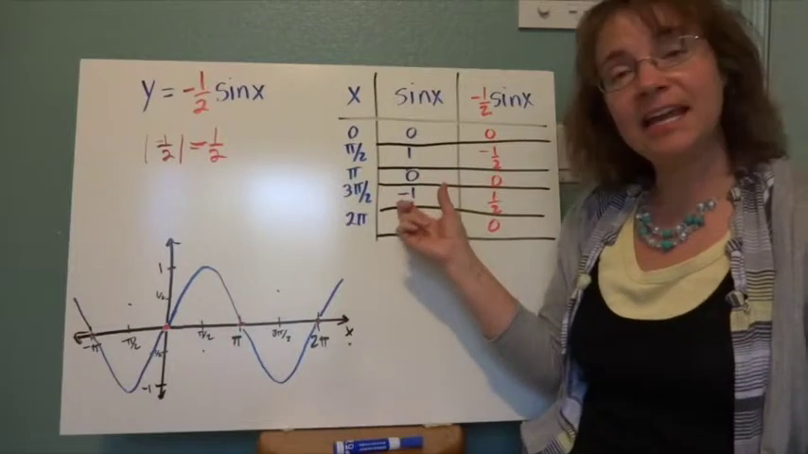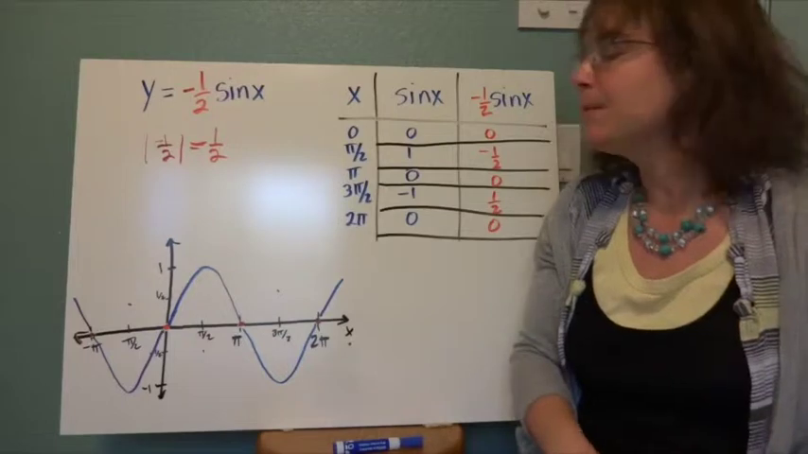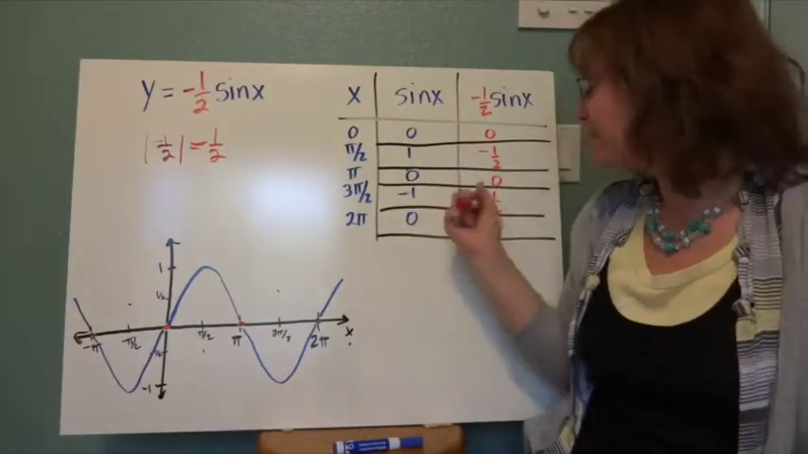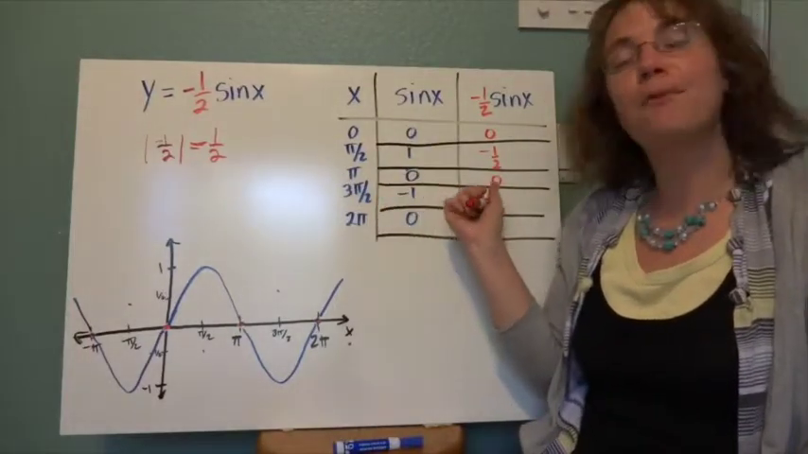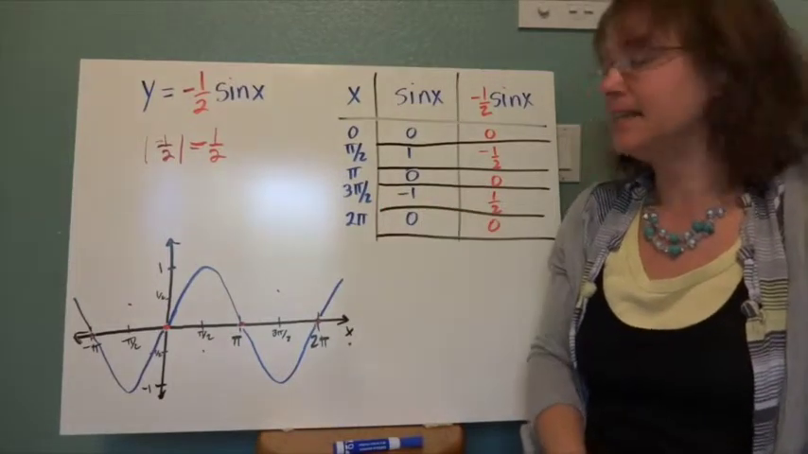So here I have a negative value of 1 at x is equal to 3 pi over 2, and then that's going to multiply by another negative to give me a positive value. So when I have a negative value for sine of x, I'm going to have a positive value for negative 1/2 sine x. Zeros stay the same.